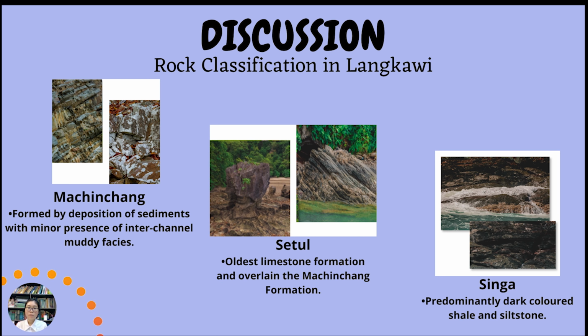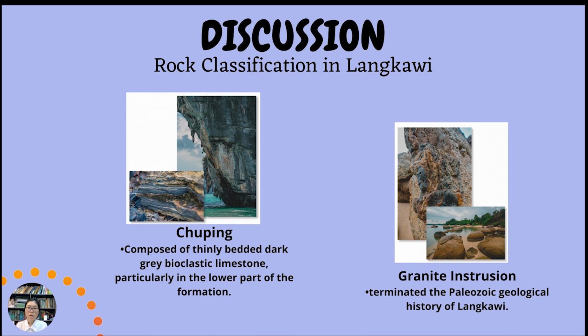The Singa Formation can be separated into 4 members from oldest to youngest, which are the Ribak, Kentut, Ular, and Selang members. The next formation is the Chuping Formation. It is composed of thinly bedded dark grey bioclastic limestone, particularly in the lower part of the formation. A certain degree of metamorphism happened on the entire upper half of the formation, which is devoid of fossils.